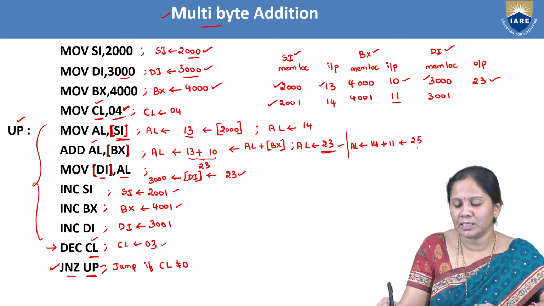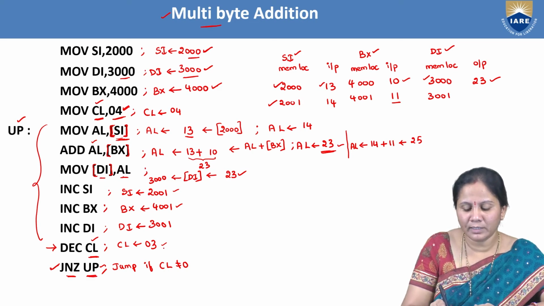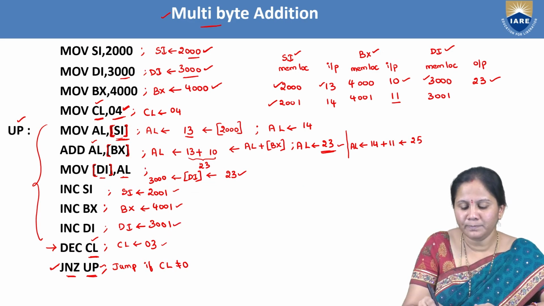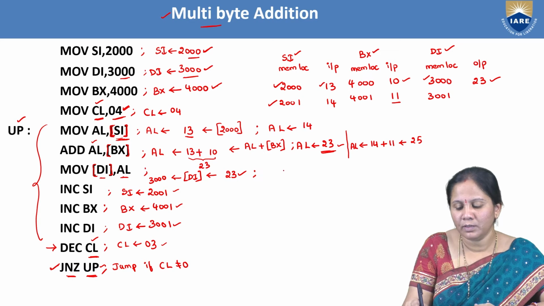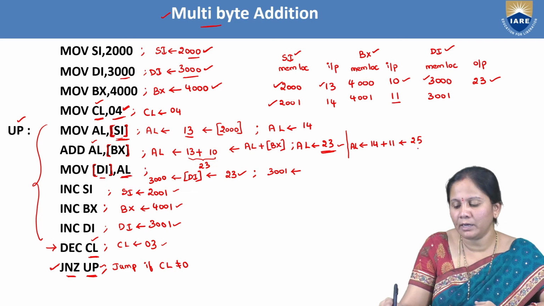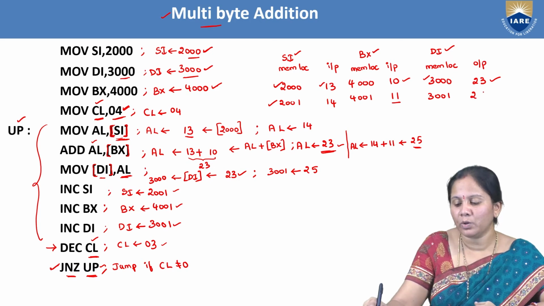So the result which is present in AL will be moved into DI. The present DI value is 3001. So into 3001, the value which is present in AL, that is 25, will be moved. So this 25 will be moved into this 3001 location.